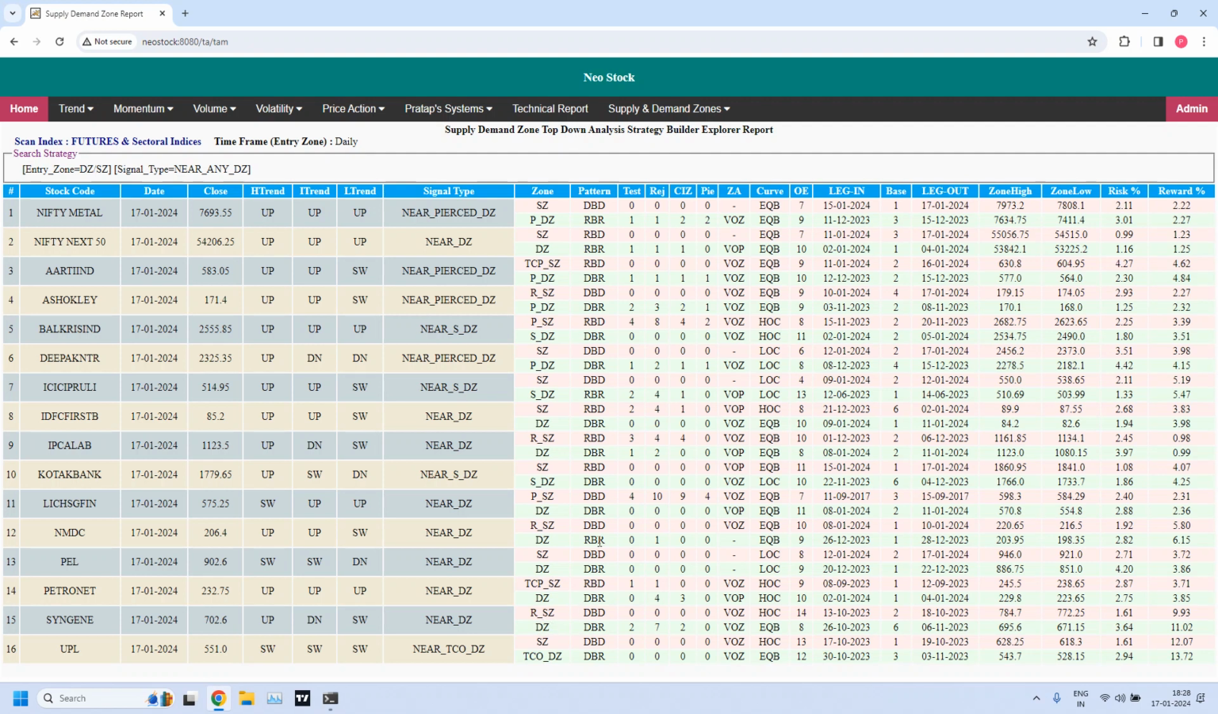So that's it. These are the 3 high liquidity zones we identified. What are the 3? One is Balakrishna Industries, ICICI Prudential, and Kotak Bank. These 3 are the high liquidity zones identified from this list.